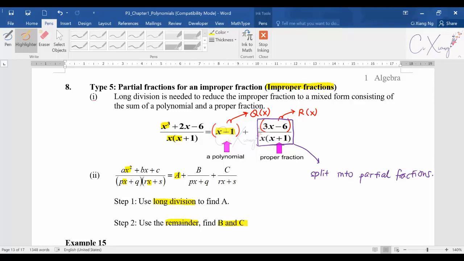Really, really common. I can see a lot of good students also didn't check, they forgot already. Because improper fractions, maybe they did only a few questions, not many. So in the exam, they always forget about it. Okay, so let's start.